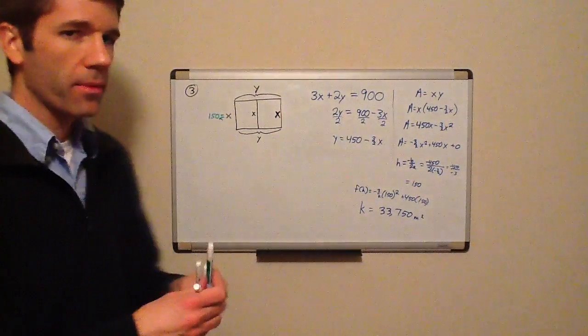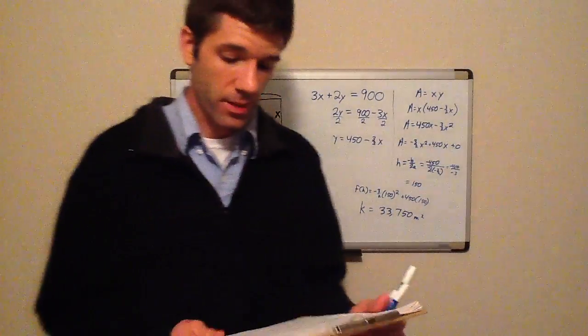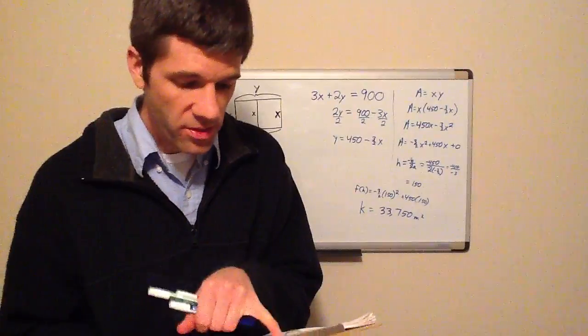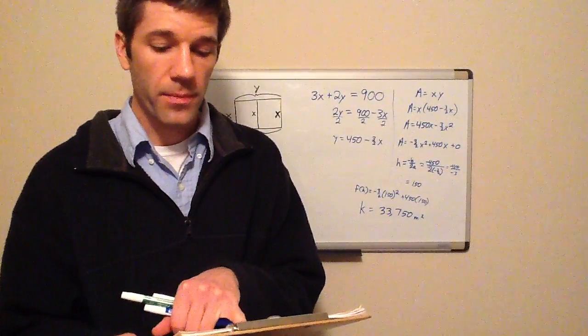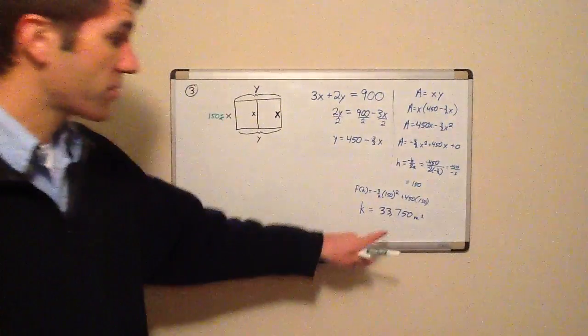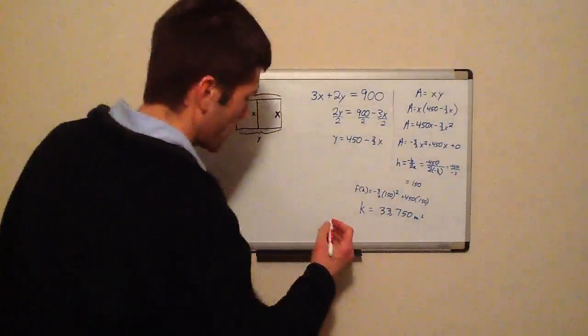Okay, let's read the problem, make sure we're on the right track. This is a fun one, I tell you what. Just trip my trigger. What dimensions of the field will produce the maximum area? What is the maximum area? Well, we just found the maximum area. So while we're at it, let's go ahead and label it. Let's just call it what it is.